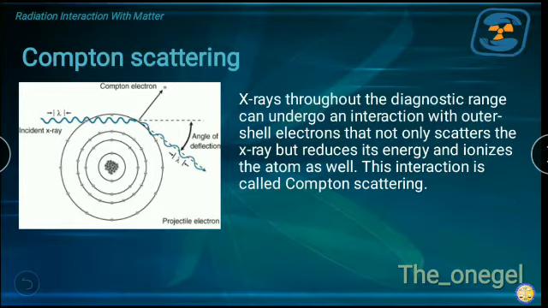X-rays throughout the diagnostic range can undergo an interaction with an outer shell electron that not only scatters the X-ray but reduces its energy and ionizes the atom as well. This interaction is called Compton scattering. Just as coherent scattering was named after J.J. Thomson or Lord Rayleigh, Compton scattering is named after Arthur H. Compton, an American physicist. Next time, if you discover something, you may also get your name on it, and whatever diagnostic value it has.